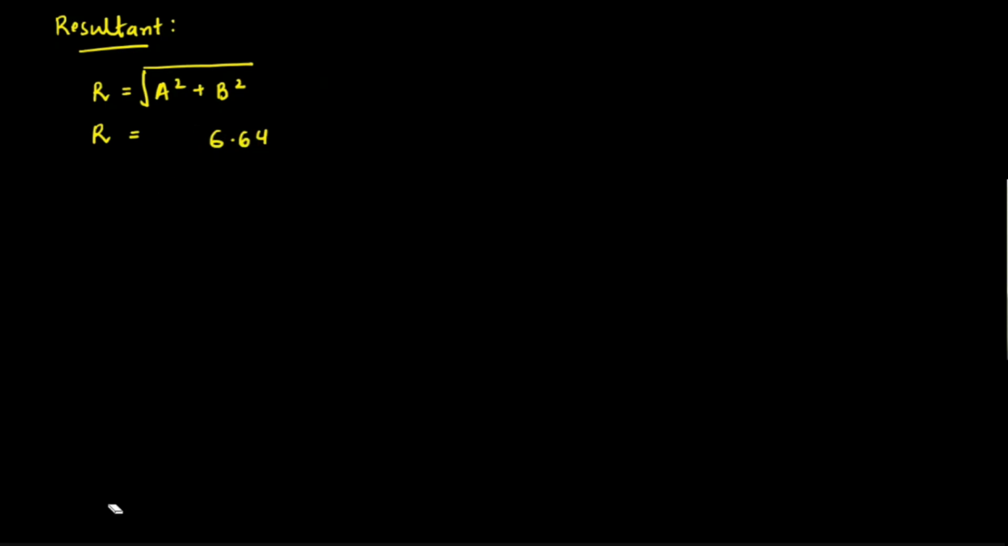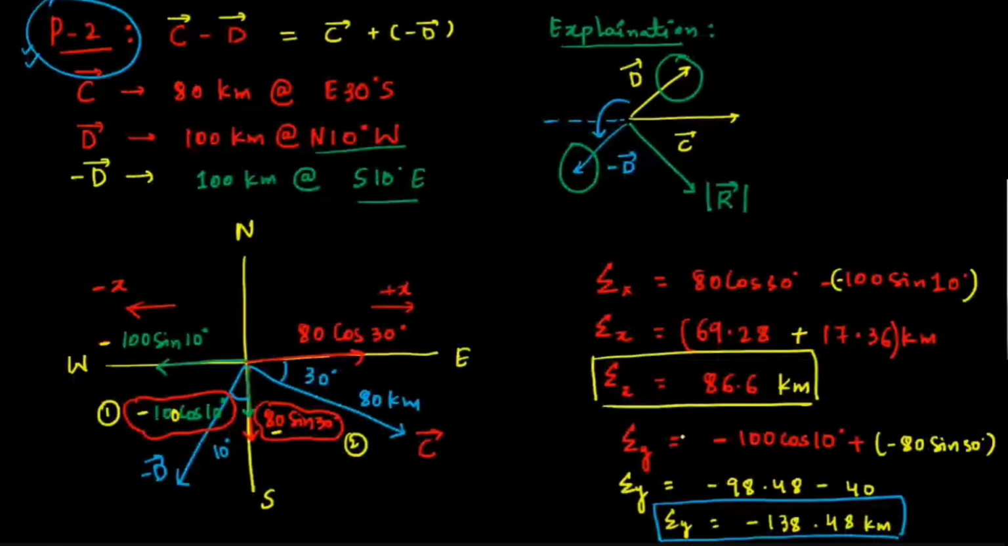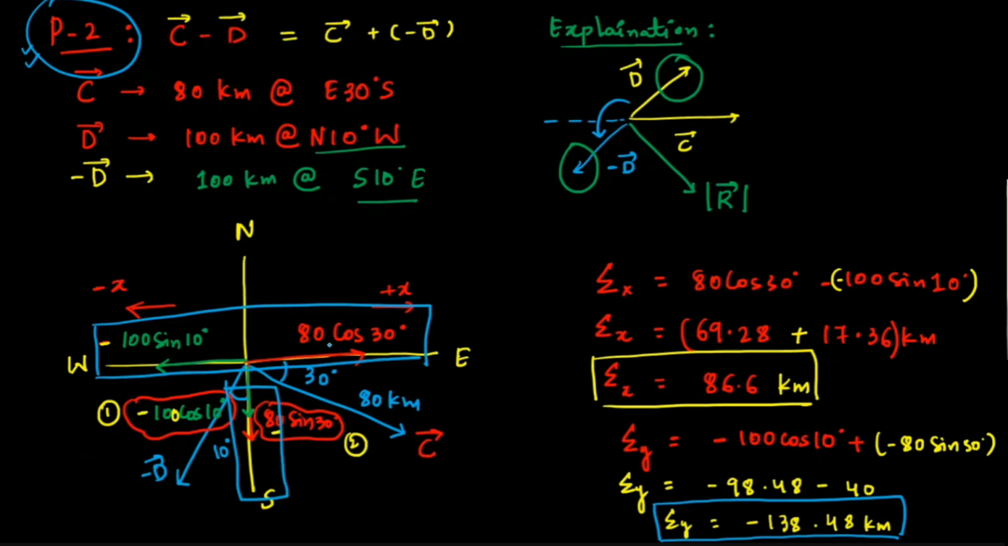But why were we comparing the 100 sine 10 and 80 cosine 30? See, whenever we are solving vectors, we are trying to find out vectors first along the x-axis, and then along the y-axis. So we'll solve along the x-axis, which gives us the summation of vectors along the x-axis. Then we'll solve along the y-axis. It will give us the summation along the y-axis. So this is how it should be done.